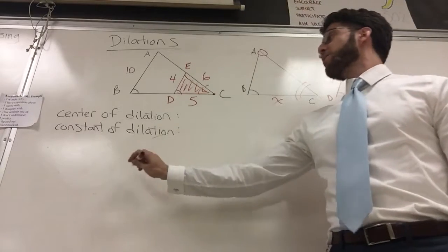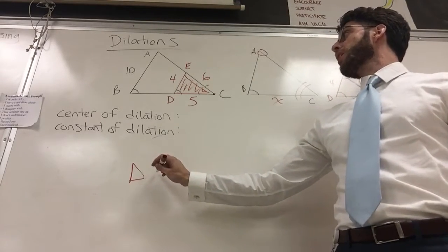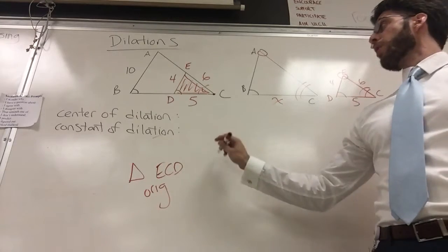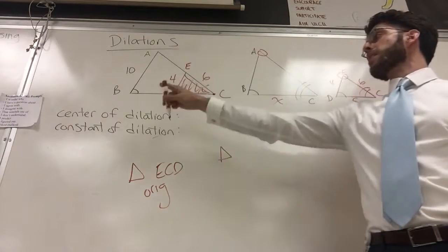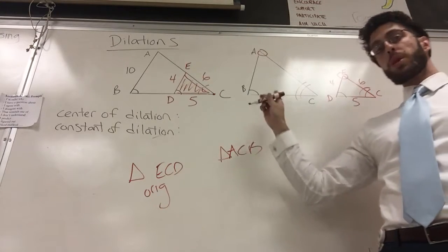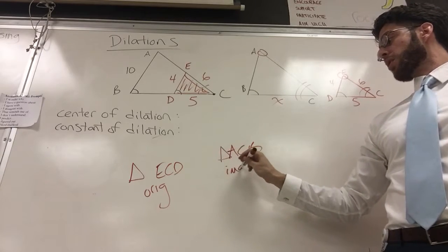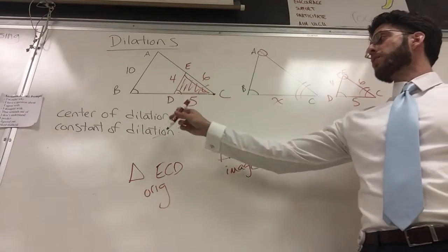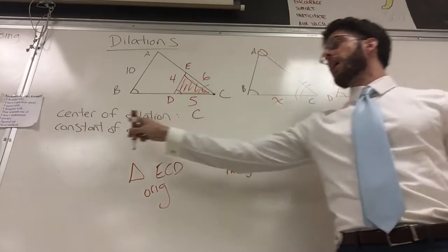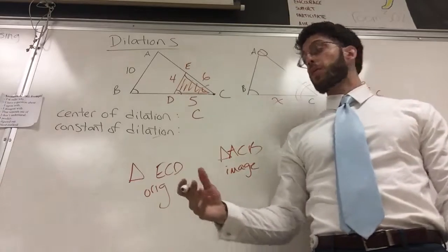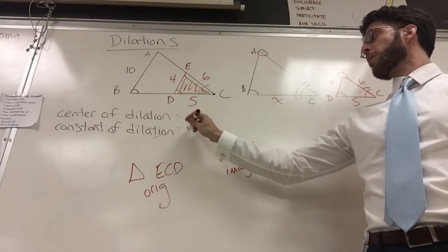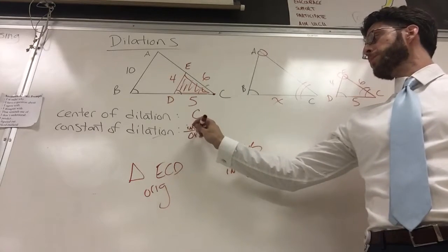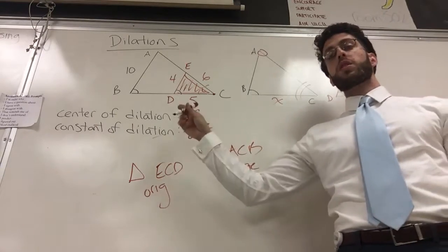Let's try that again. If you consider triangle ECD, the original, and you consider triangle ACB, which is the big one, the image also known as the dilation, then my center of dilation is C, and the constant of dilation comes from a simple formula: the new shape or the image divided by the original. Very, very simple. New over old, image over original.